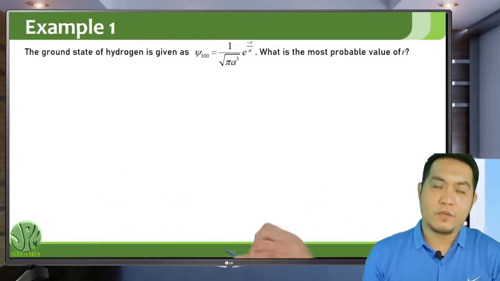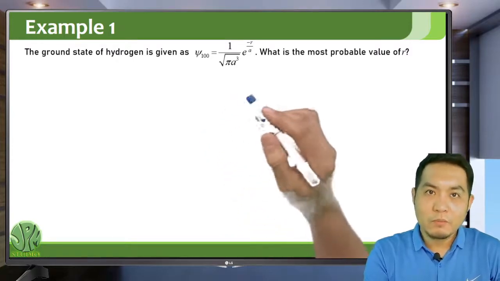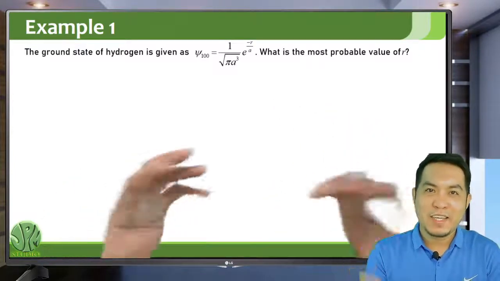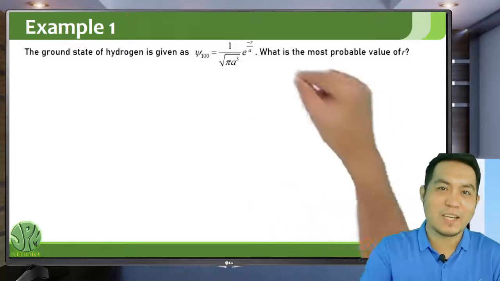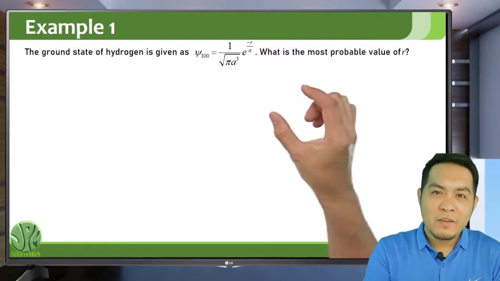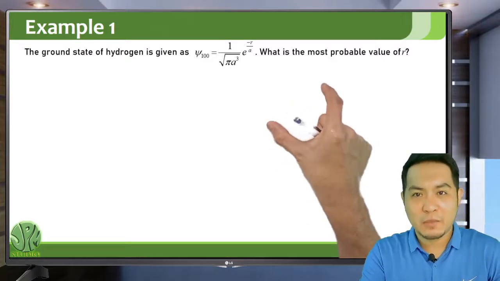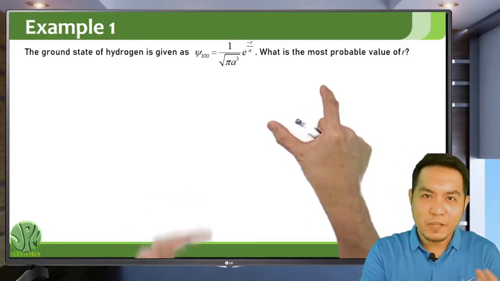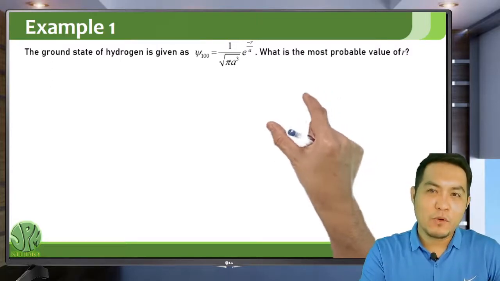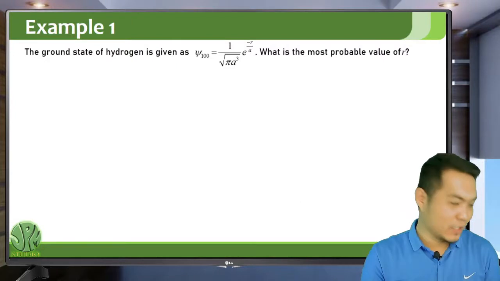If your electron is in the ground state of hydrogen, the electron is a wave. It will actually be waving. It's not like a planetary motion in which the electron just revolves around the nucleus. It's actually quite complicated. There are times where the electron is closer to the nucleus, and there are times where the electron is farther from the nucleus. But if you try to measure the position of the electron, what is the most probable value of r that you will get? So if you measure repeatedly.